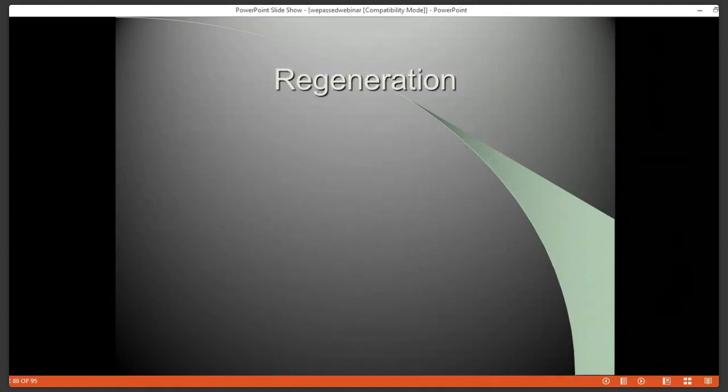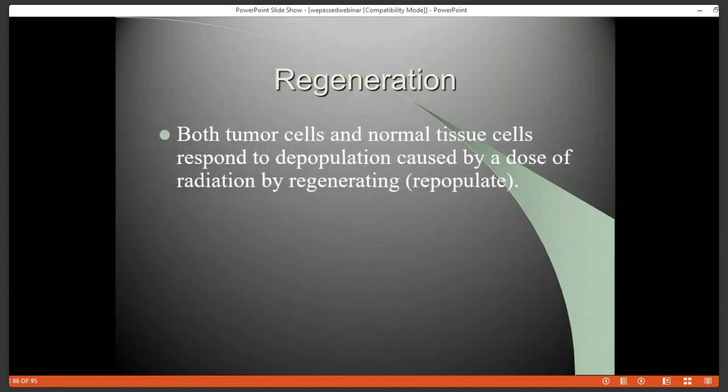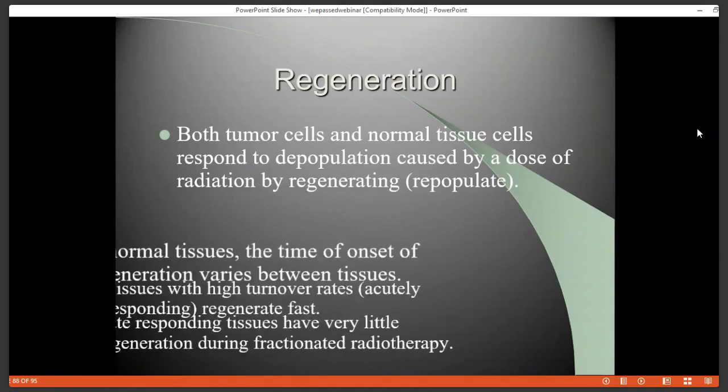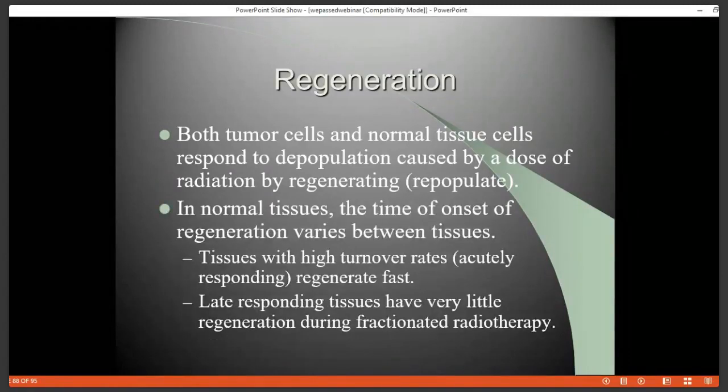Regeneration is the third R, but keeping in mind that all these work together. Both tumor cells and normal tissue cells respond to depopulation caused by a dose of radiation by regenerating. So again, this damage from radiation causes cells and tissues to start dividing again to fix that damage, to repopulate those areas. This is called regeneration. In normal tissues, the time to regeneration tends to vary between tissues, with very high turnover rates, those that are acutely responding, regenerating quite quickly, whereas late responding tissues have very little regeneration during fractionated radiation therapy, because of course these tissues are non-dividing tissues.